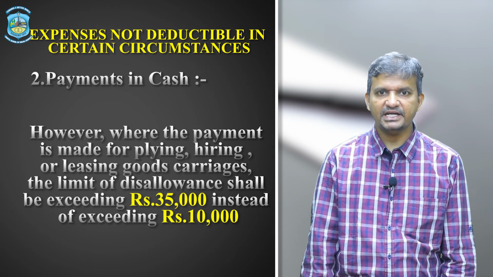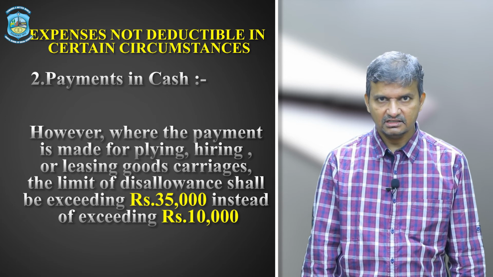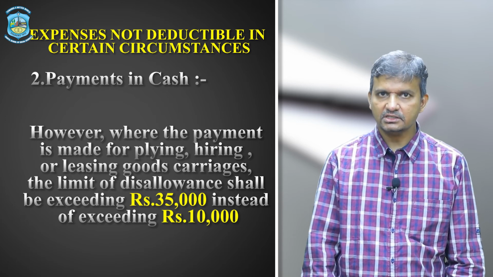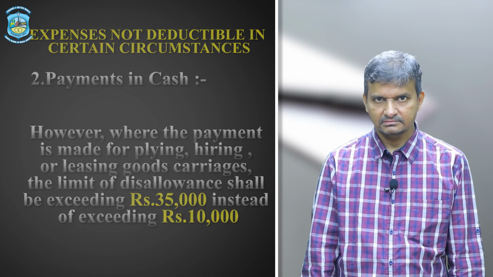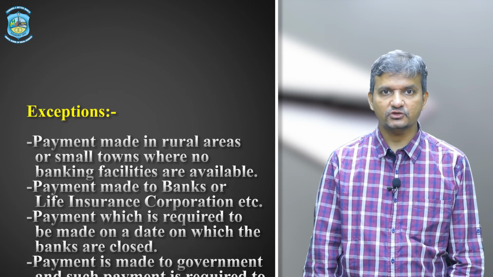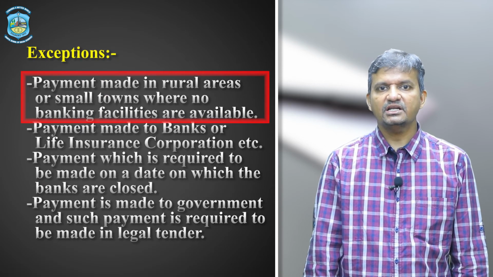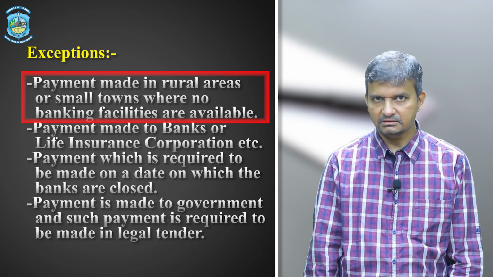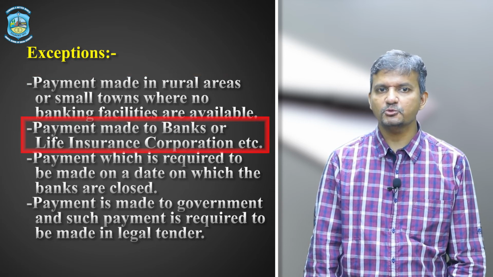if the payment is made for plying, hiring or leasing goods carriages, then the limit of disallowance shall be exceeding rupees 35,000 instead of rupees 10,000, right? But there are certain exceptions for this particular point. Number one, if the payment is made in rural areas or small towns where no banking facilities are available, then this won't apply. Then payment made to banks or Life Insurance Corporation.